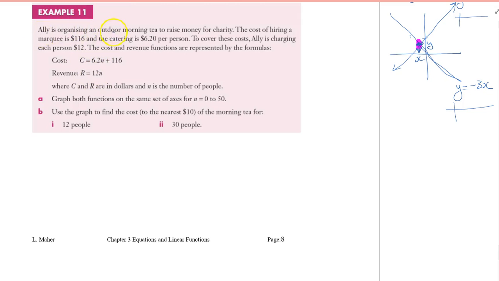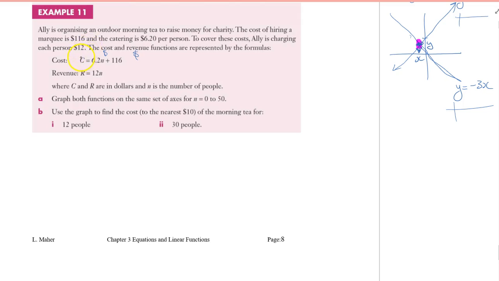Ali is organising an outdoor morning tea to raise money for a charity. The cost of hiring a marquee is $116, catering is $6 per person. To cover these costs, Ali is charging each person $12. The cost and revenue: cost is dollars going out, and revenue is dollars coming in.